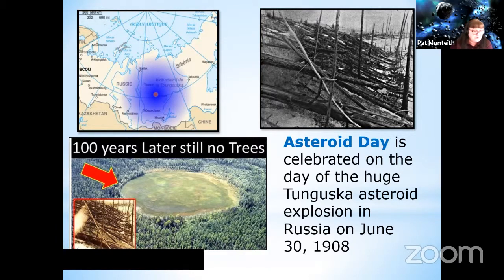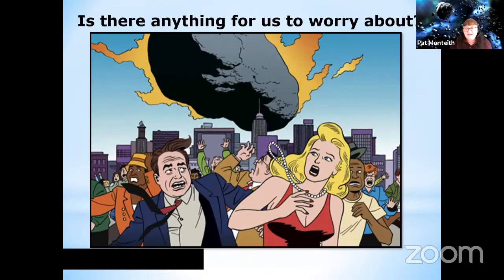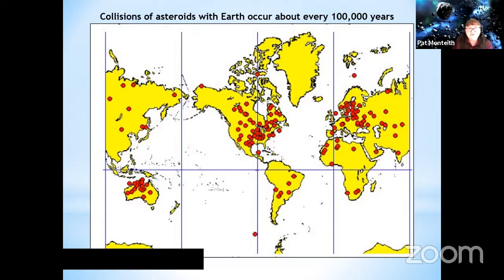Okay, so the question is, is there anything for us to worry about? That's the big question. I know it's kind of scary because collisions of asteroids with Earth have occurred about every 100,000 years. And as you can see, some have even hit the United States. Probably one of the most prominent ones, aside from the big crater in Arizona, was in Alabama, which surprises a lot of people.